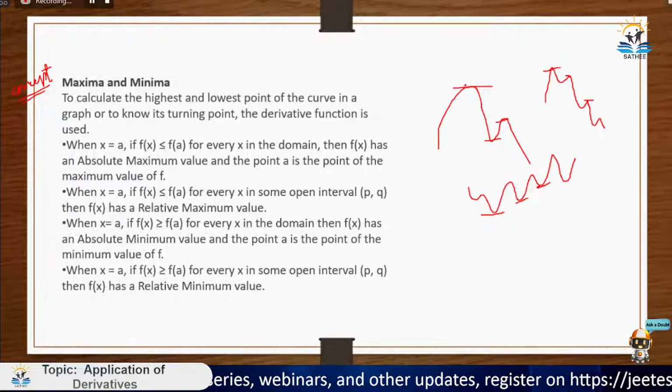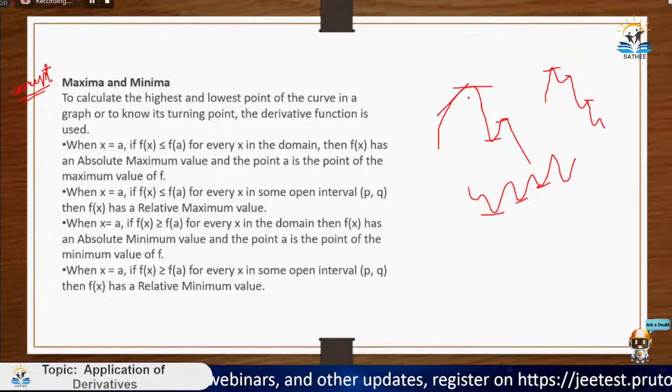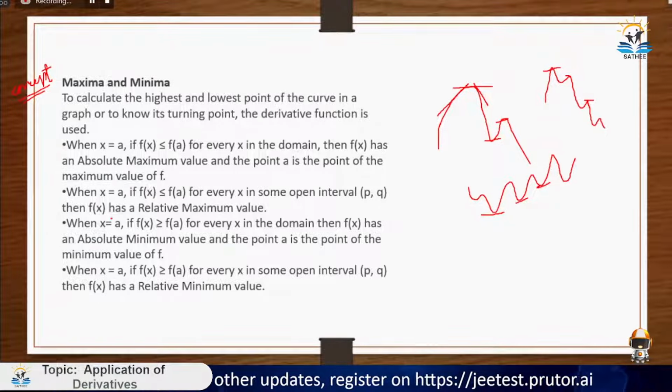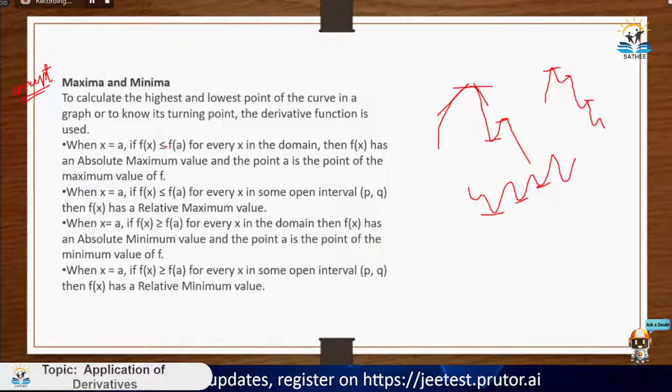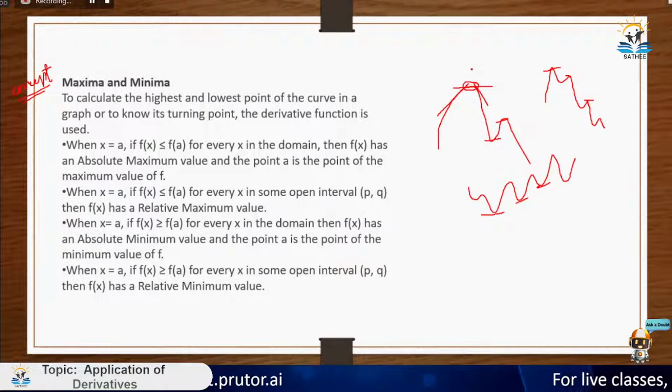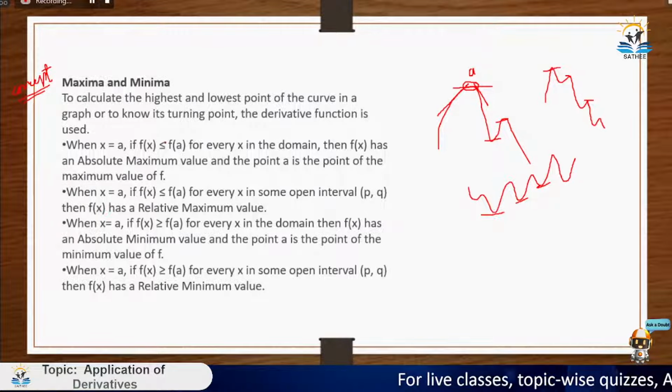So at maxima and minima, for maxima, firstly f dash x is greater than 0, and then f dash x is less than 0. So that's what it is written here. When x is equal to a, if fx is less than equal to fa, for every x in the domain, then fx has an absolute maximum value, and the point a is called the point of maximum value of f. That is, जो मेरी function की maximum value है वो आएगी इस point पे, जिसको मैं a बोल रहा हूँ, and at all the points fx is less than equal to fa, because fa is maximum. So my point x equal to a is called the point of absolute maximum.